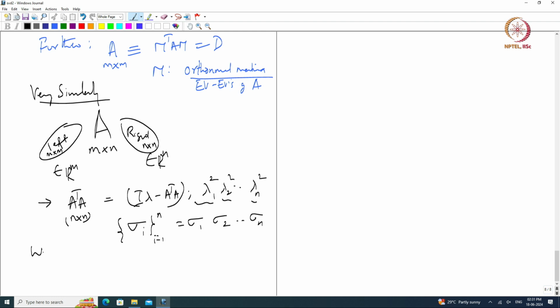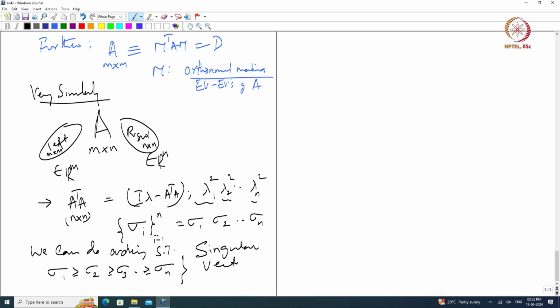We can do ordering such that sigma 1 is greater than sigma 2 is greater than sigma 3, etc., greater than or equal to sigma n, in ordering. Correspondingly, we will have not eigenvectors, but what are called singular vectors, which have many interesting things.